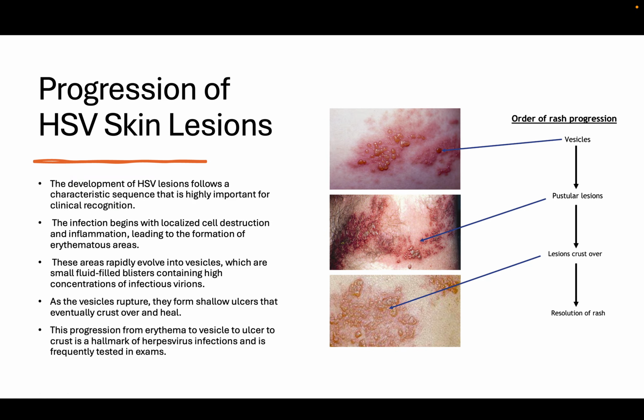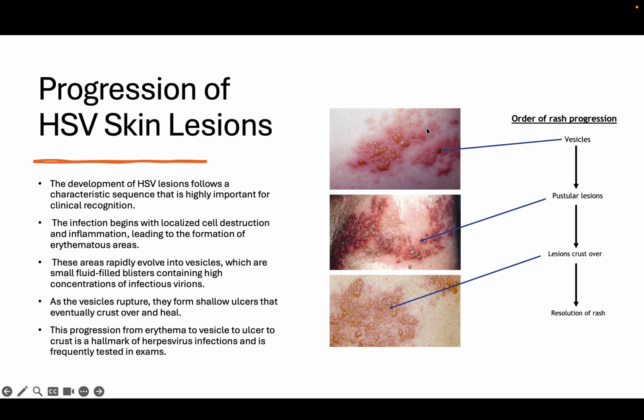And the thing about the skin lesions is they're very particular. They have a very characteristic sequence that is very important for recognizing it in a clinic. What usually happens at the beginning is you have localized cell destruction and inflammation. So you create this really big bed of redness. This is called erythema. Forget the vesicles for now. Erythema is this area over here that I'm pointing out with my mouse. It's this bed of redness.